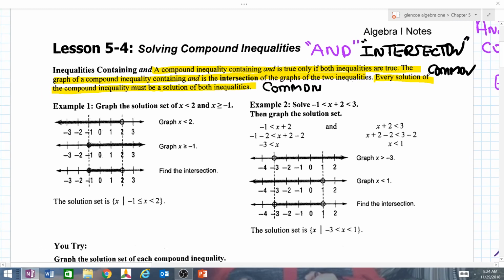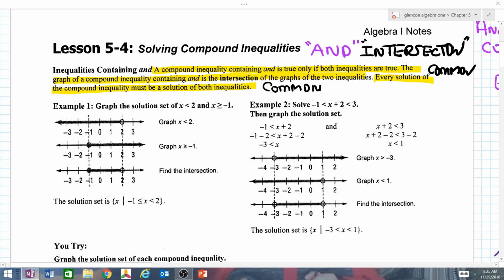Okay? So let's go ahead and show you what we're going to do. You're going to have two inequalities. You're going to take the first inequality and graph it on its own number line. Directly below it, you're going to graph the second inequality on its own number line. Then we are going to look for the boundary on the left and on the right, and we're going to put dotted lines through all three graphs. The last graph is going to be our solution.